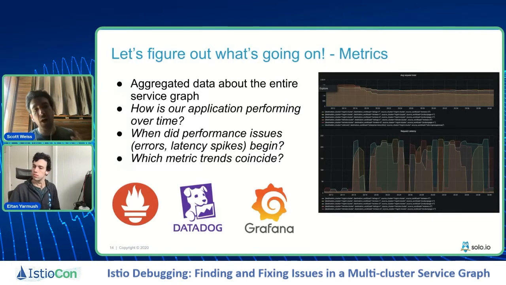So metrics are aggregated data about our service graph. They're telling us how the application as a whole is performing over time. We can see it broken down by cluster, by individual service, by services in namespaces, by services in their particular environment. This is extremely useful for telling when did performance issues begin, which metrics coincide. How can we get more of a high-level vision of what's happening with our system and respond to it in real time?